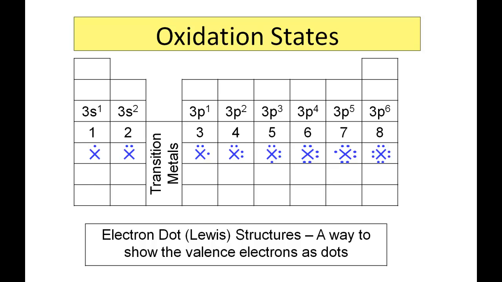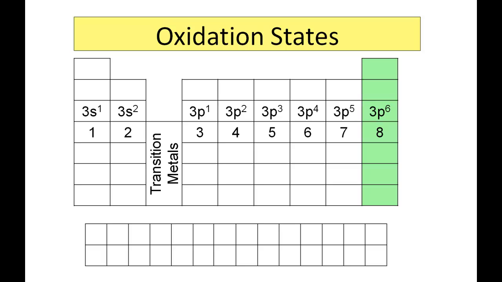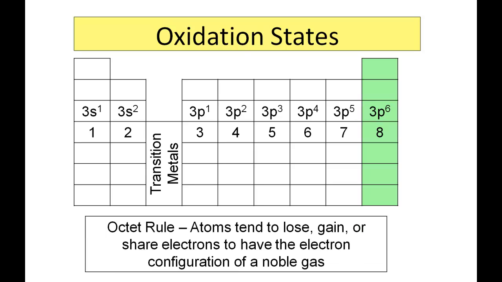Here's the next 4. Notice once again all the dots are equal to the number of valence electrons. If you notice, the maximum number of dots we can have around an element is 8. That's what makes the noble gases so important in oxidation states. The octet rule states that atoms tend to lose, gain, or share electrons to have the electron configuration of a noble gas, which means that all these elements that are not noble gases would love to gain or lose or share electrons so that they can have 8 dots around their structure.